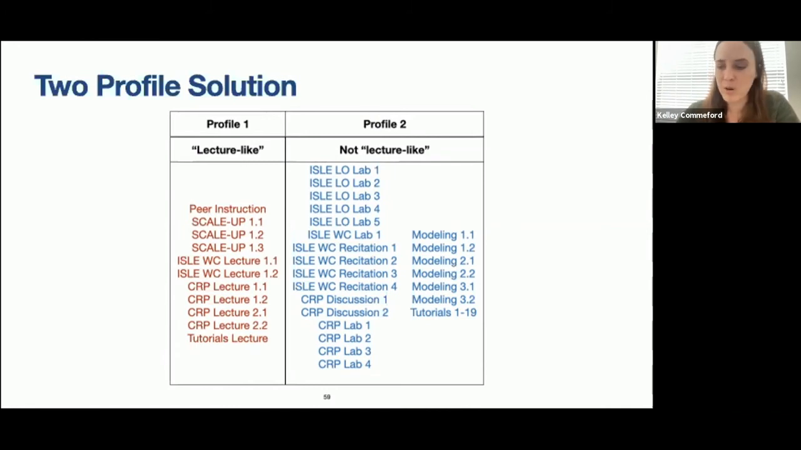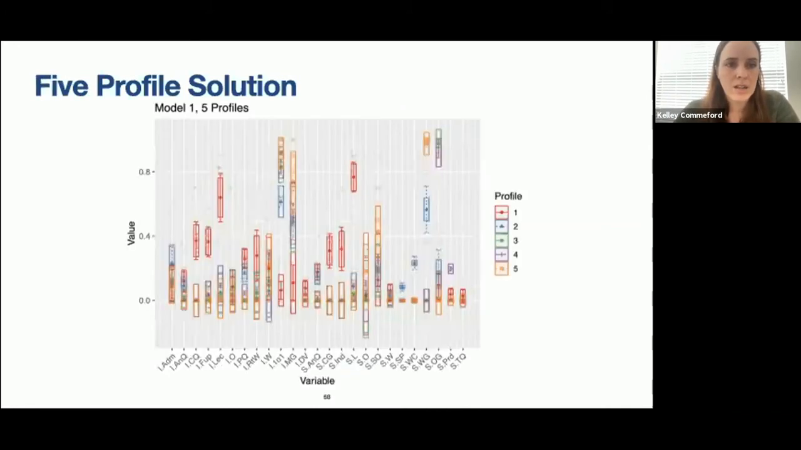In our 5-profile solution, just to break out the unique pieces here, profile 1, our red group, really stands out. It keeps those clicker questions and that lecturing and students listening dependence. Group 2 stands out with student presentations. It's the only one that had that. The whole class discussions, and it was mid-level with students working in groups, whereas the other pedagogies were really split.